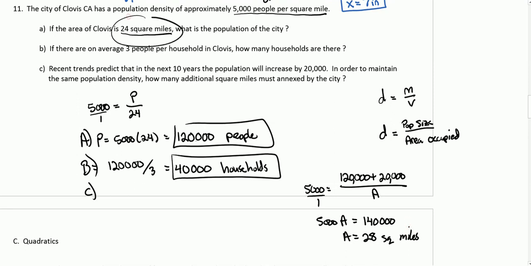And right now we got 24 square miles, so how many more? If we want 28 and we have 24, we need 4 more. 4 square miles.